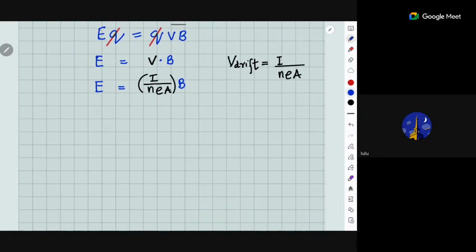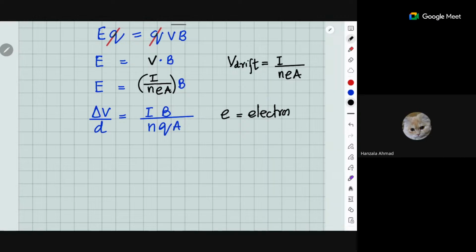Then this E is equal to delta V divided by T. Is it clear to everyone? And this equation will become IB divided by NQA. Why have I switched this E? Because E is only electron. But Q can be a positive charge carrier or a negative charge carrier depending upon the situation. That is why we will prefer to write Q rather than E.